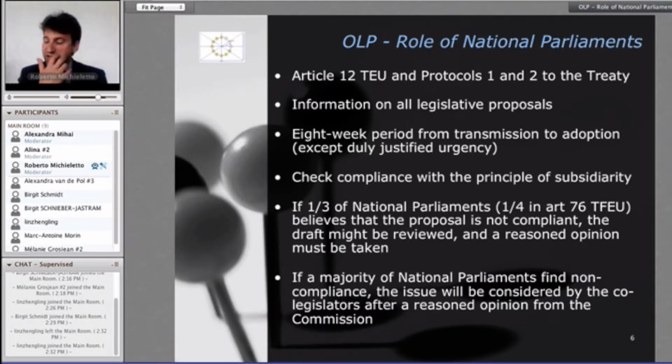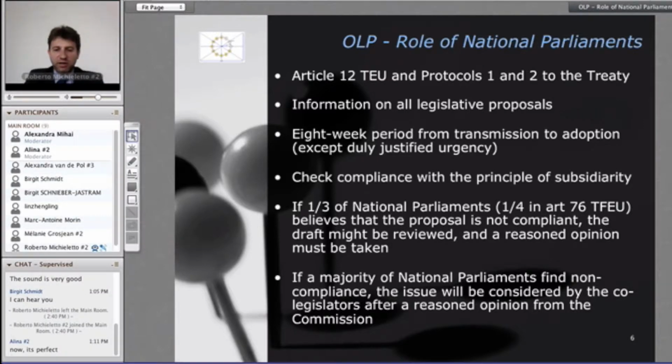In the last case, a majority of the national parliaments, so not only one-third, think that the proposal is not compliant, so the issue will be considered also by the co-legislators after a reasoned opinion from the Commission. So in the first case, it is one-third of the national parliaments.